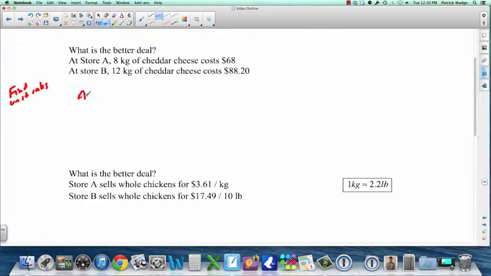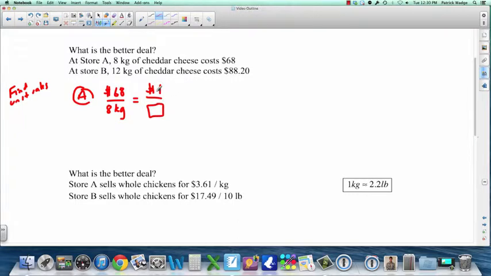All right, for A. In A, we know that $68 gives you 8 kilograms of cheddar cheese. And we want a unit rate. Now, there's two ways you could do this. You could either figure out how much you get for $1. You could put the 1 here and figure out how many kilograms you get for $1 and do the same for the other one. Now, if you did it that way, would you want to get a big number down here or a small number down there to get a better buy?